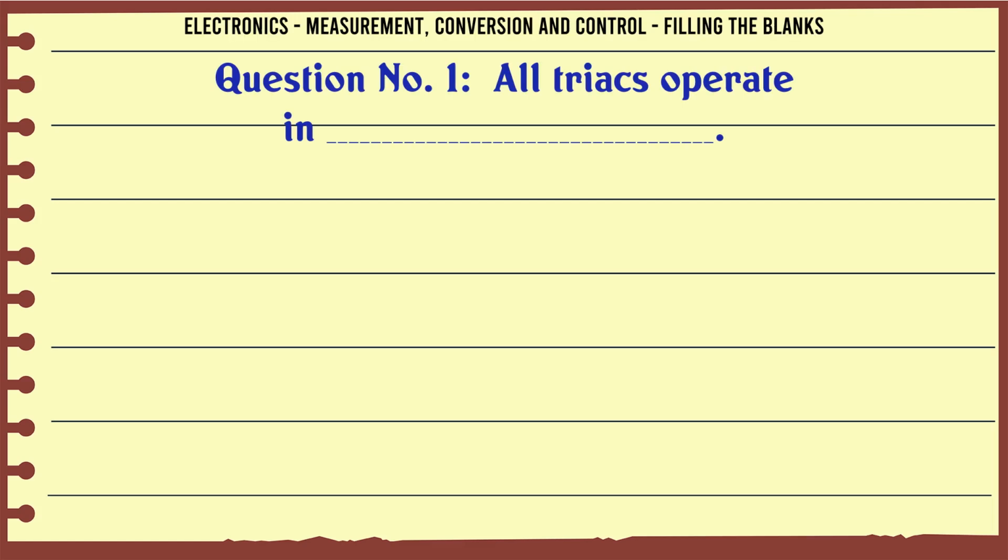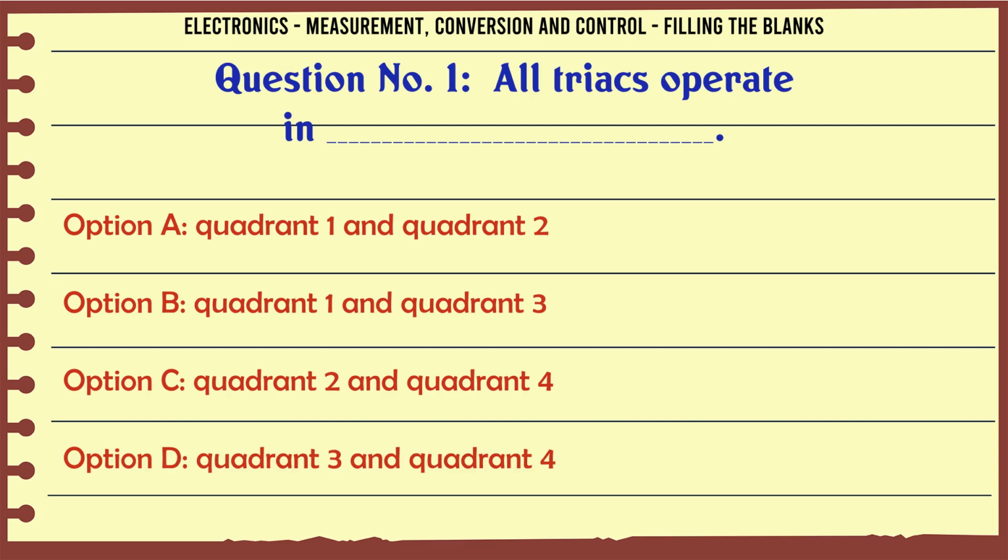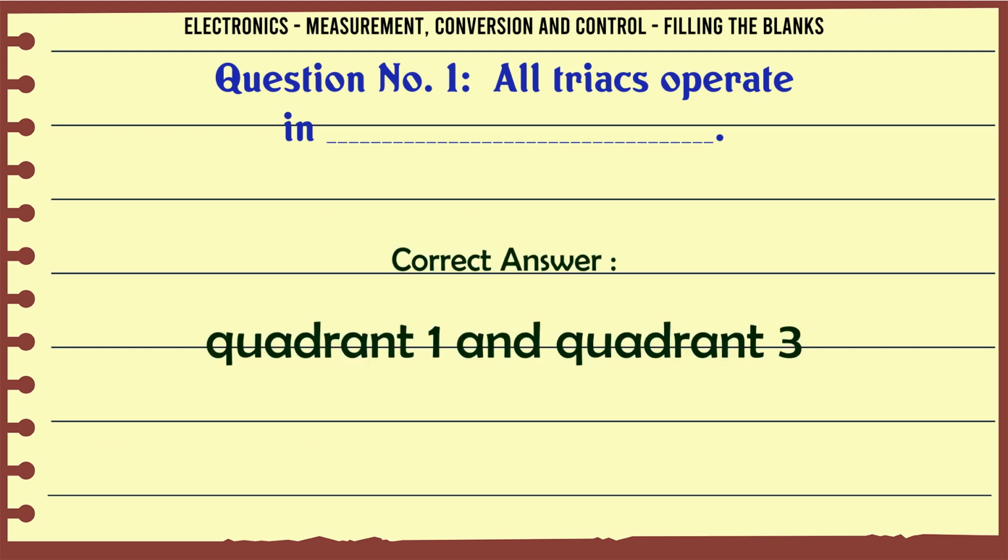All triacs operate in A. Quadrant 1 and Quadrant 2, B. Quadrant 1 and Quadrant 3, C. Quadrant 2 and Quadrant 4, D. Quadrant 3 and Quadrant 4. The correct answer is Quadrant 1 and Quadrant 3.